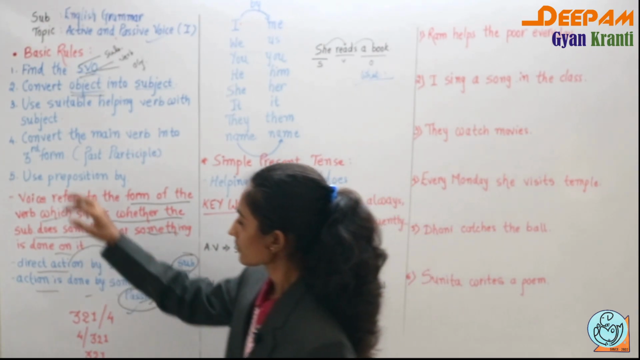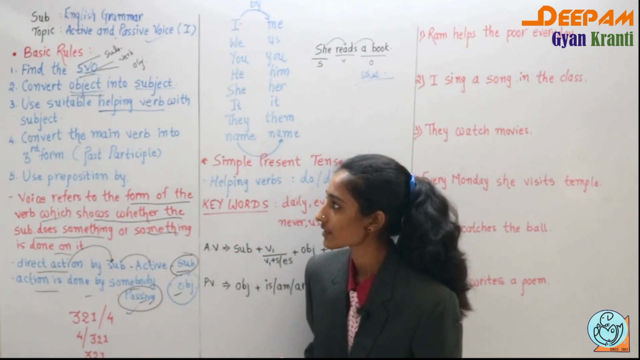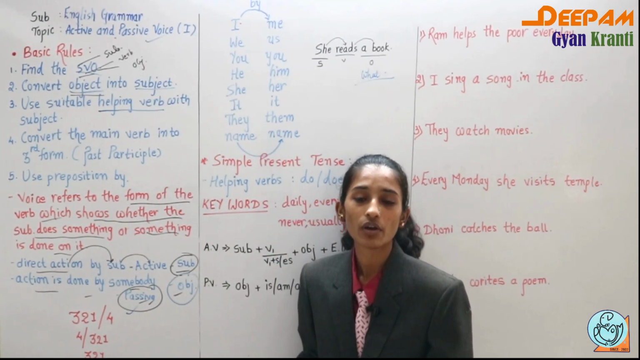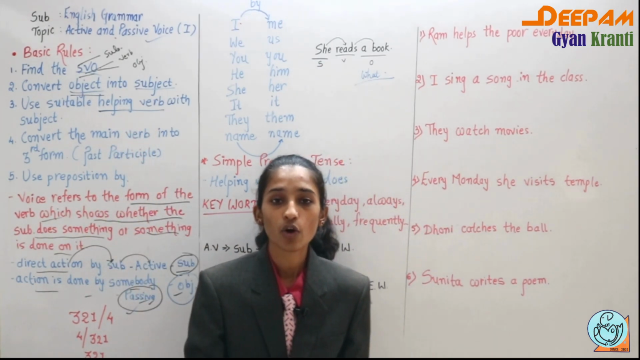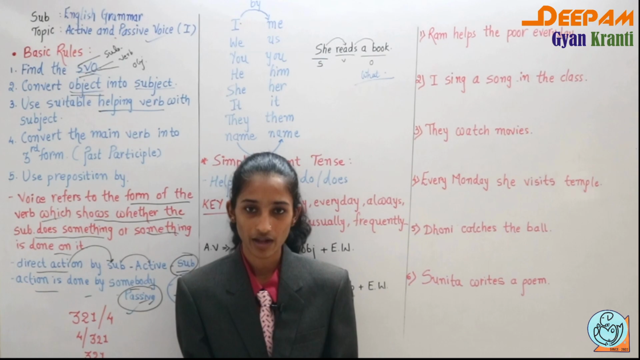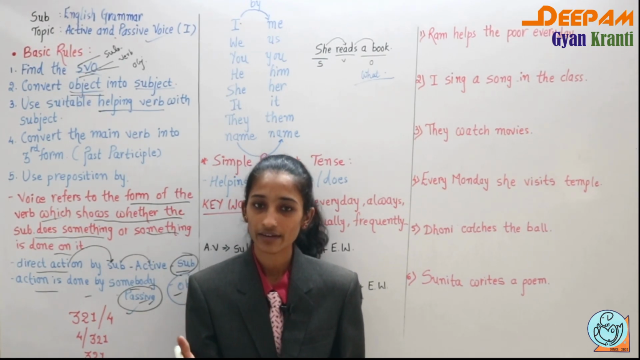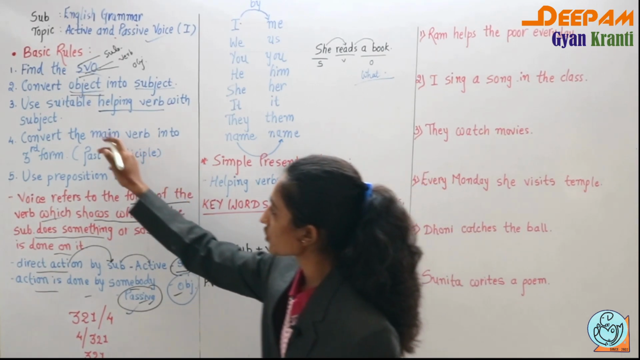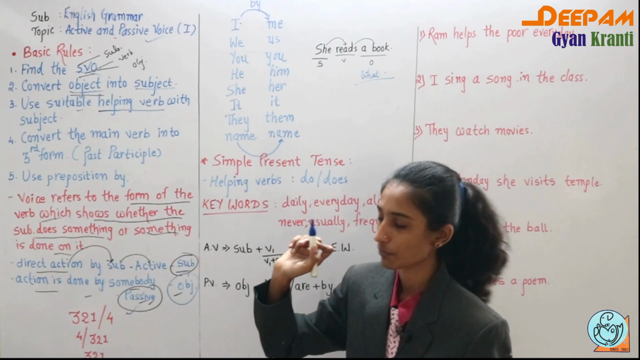Then use a suitable helping verb with the subject. So what you have to use? You have to use the proper helping verb according to the tense, like is, am, are, was, were, then have, has, had. So according to the subject, means according to the object, you have to use the helping verb.